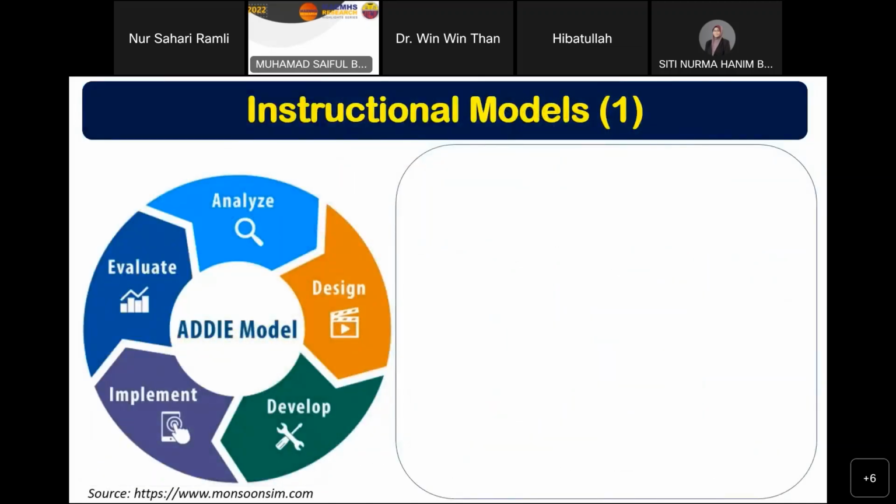The next step for creating an effective tool is to be aware of the instructional design. In order to have a good and efficient instructional design, we can follow any instructional models that have been proposed previously based on studies. So I would just like to introduce you to the traditional and most popular instructional model that has been frequently used in education. One of them is the ADDIE model.